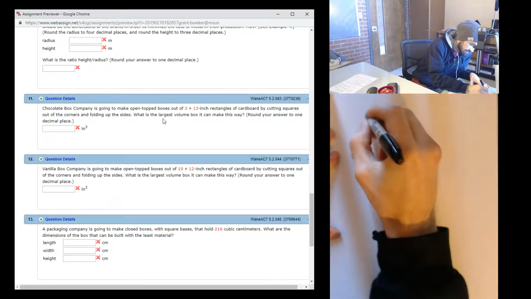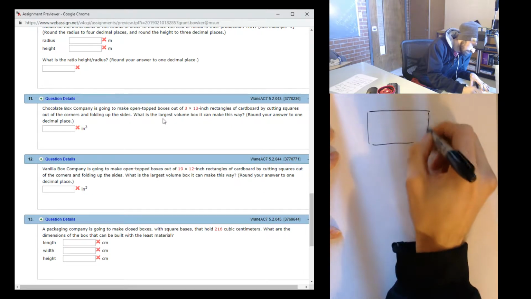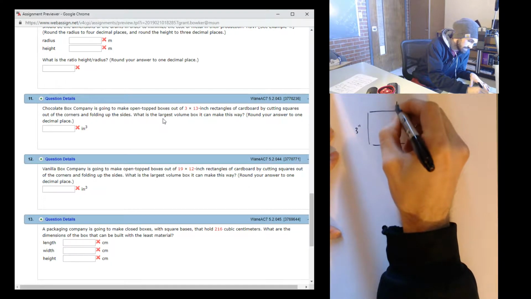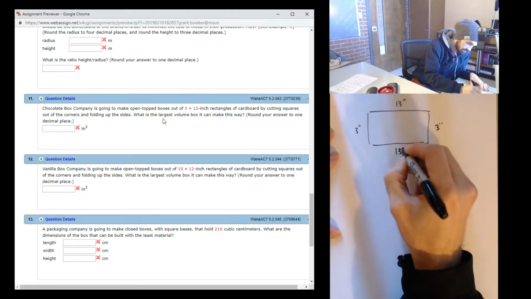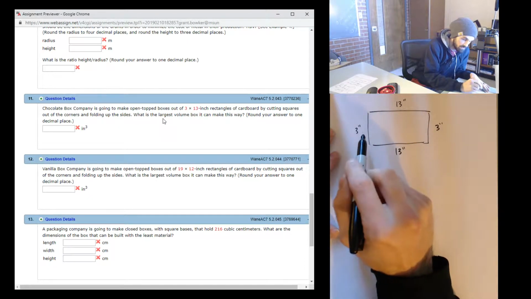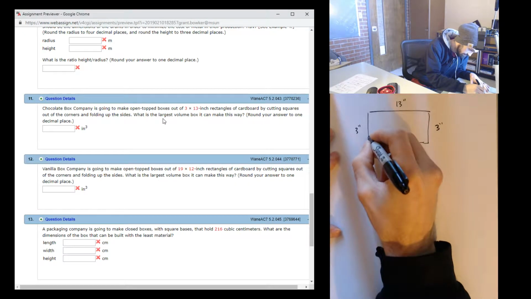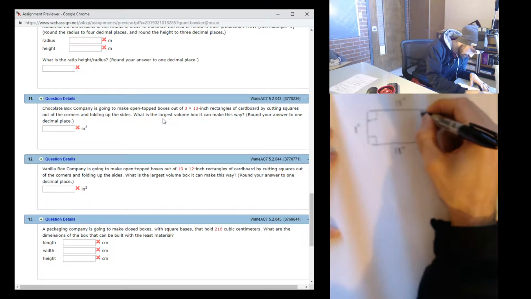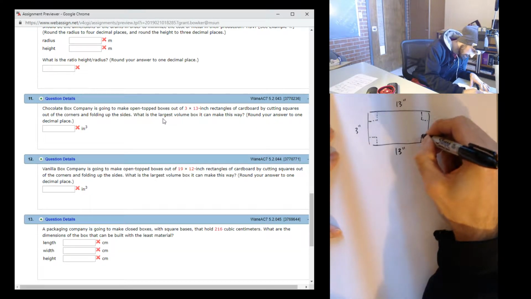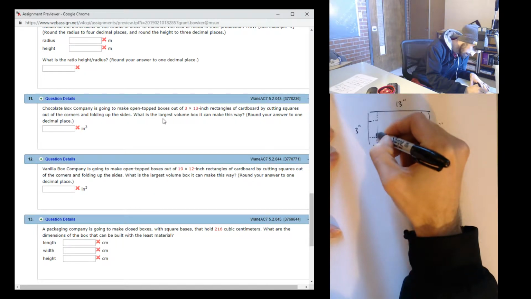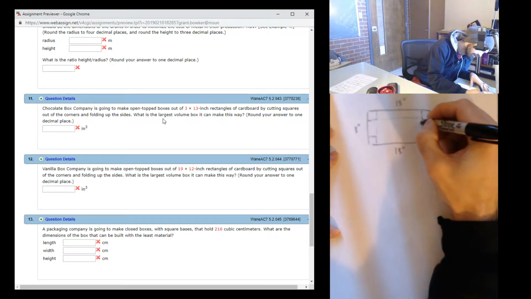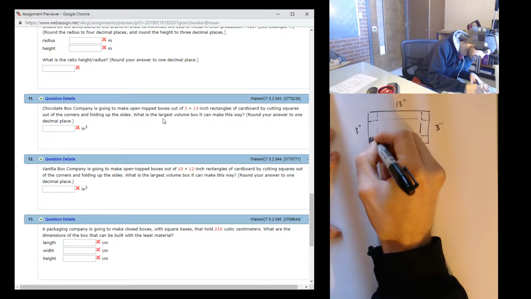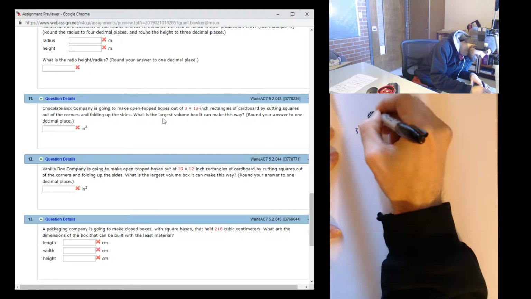Okay, so here's our situation. 3 inches by 13 inches. And we are going to make this rectangle into a box by cutting out squares in the corners, and then we'd essentially fold up these flaps, so these pieces would no longer be in existence.